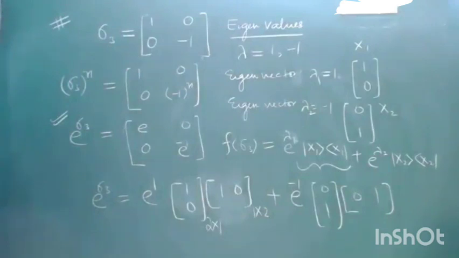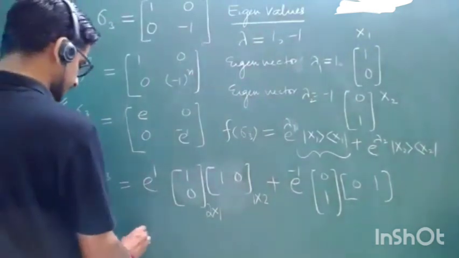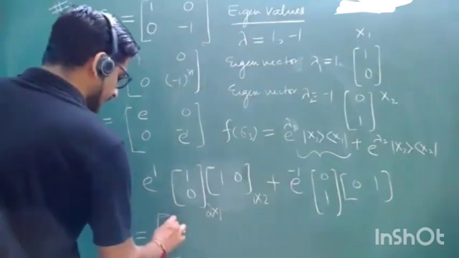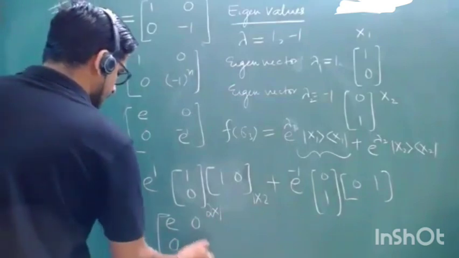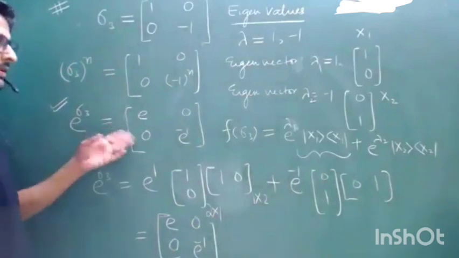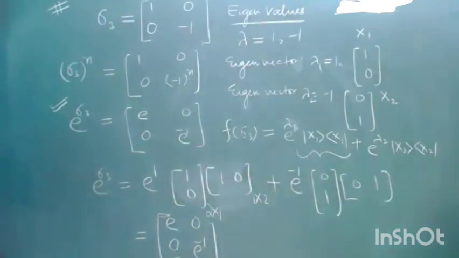Okay, so now when you multiply, what you are going to get is this same e 0 0 e to the power minus 1. You already knew the answer because it is a diagonal matrix, otherwise you would have to do it. So this was just to tell you that this concept is working. So please see all the steps.